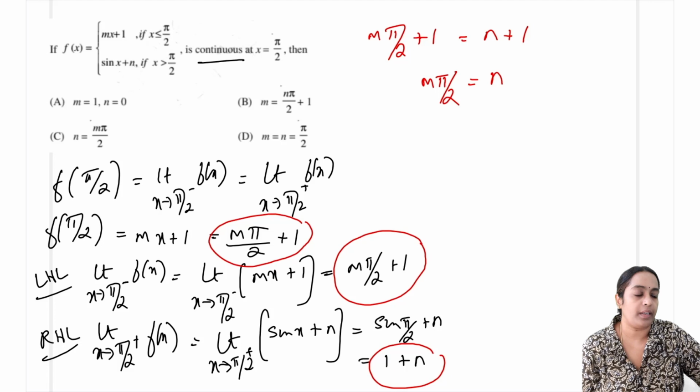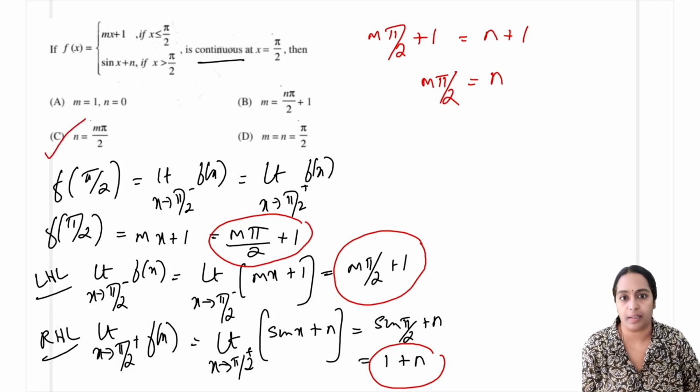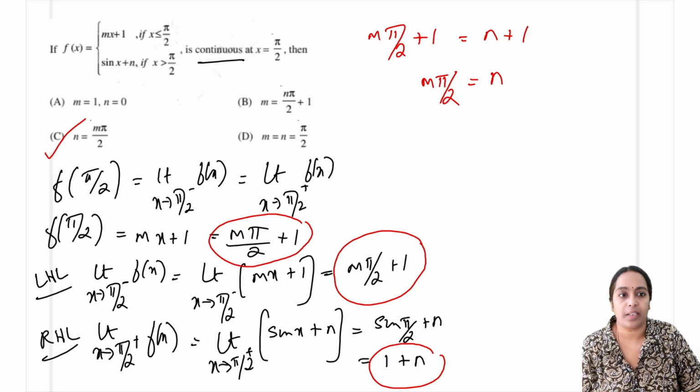1 will get cancelled. So n is equal to m pi by 2. Option C is the correct answer. Moving on to the next question.